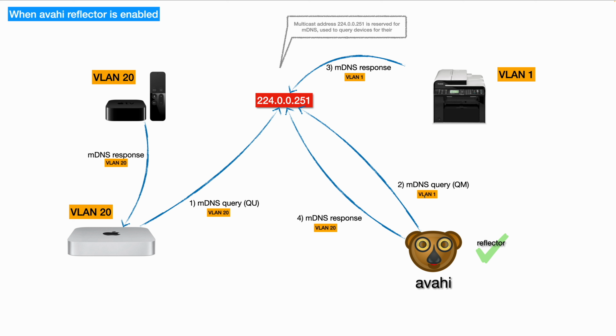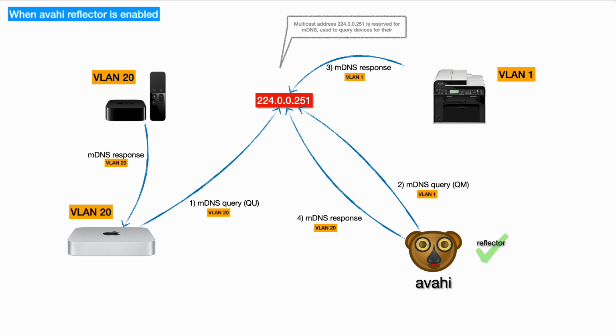So that's the so-called repeater or reflector. Avahi will also change the query to QM instead of QU because the Mac computer doesn't exist in VLAN 1. If some devices respond back to the Mac machine, it doesn't make sense, right? That's why the mDNS query needs to be changed to QM and it's in VLAN 1. Because the query is in VLAN 1, of course, the printer will receive that, the printer will respond back, and because the query is in VLAN 1, of course, the response is also in VLAN 1.